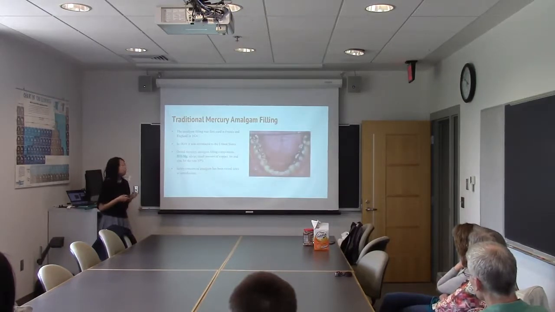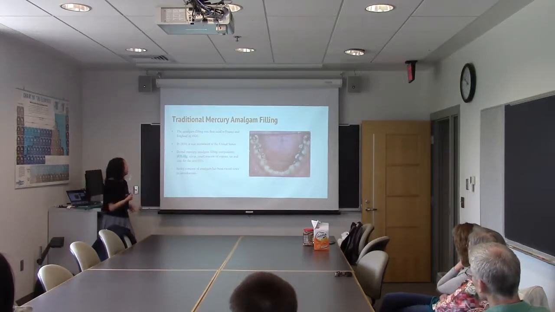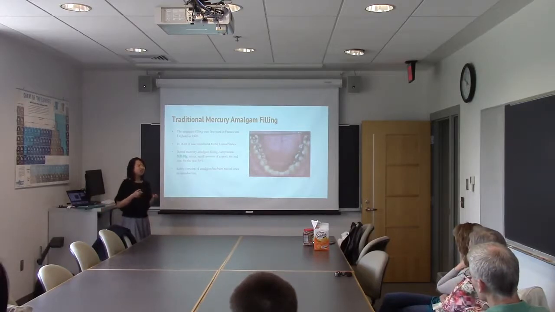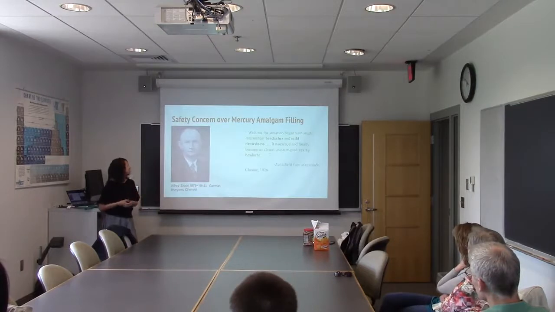So mercury filling was the first type of dental filling. It was first introduced in France and England in 1826, and then four years later, it was introduced to the United States. For most mercury fillings, 50% is mercury and the other 50% is other alloys, but most of them are silver. But there have been safety concerns over the use of mercury fillings since they were introduced, specifically neurological diseases.